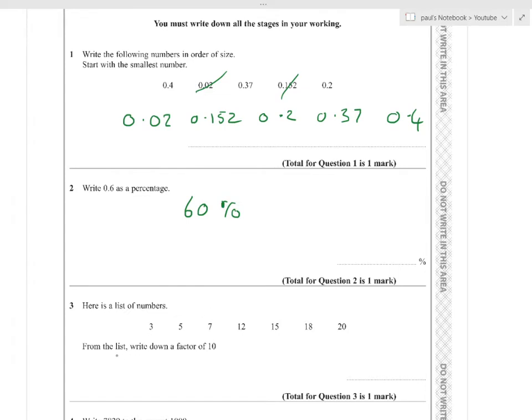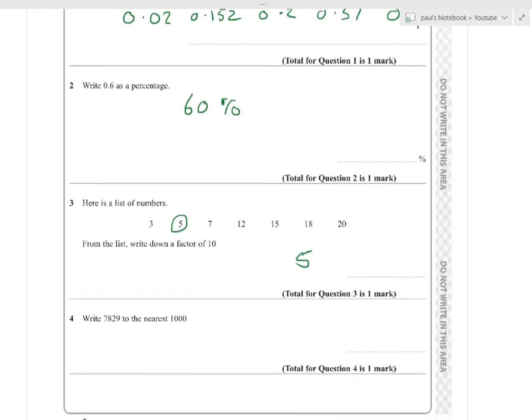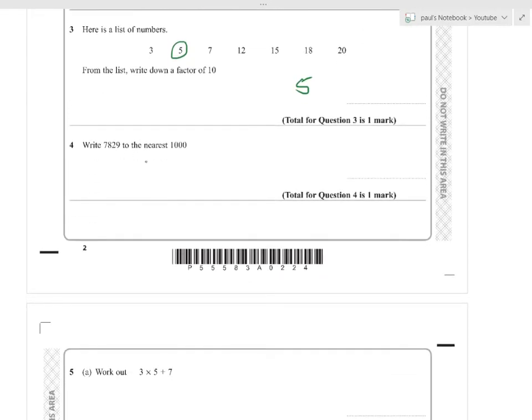Here's a list of numbers. Write down a factor of 10. Well, 5 is a factor of 10. Write 7829 to the nearest 1000, so that's going to be 8000. And where are we? Let's get the cursor back down.